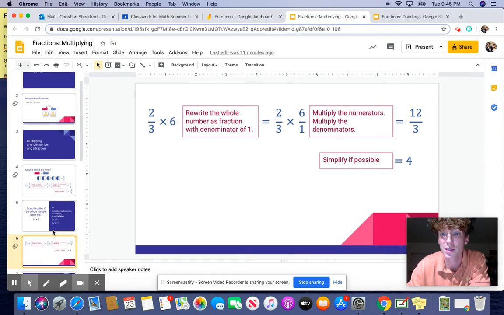So right here, it's saying the same thing again. We have a fraction times a whole number. If you want to multiply fractions, you have to have fractions. This is not a fraction. So it says we rewrite the whole number as a fraction with a denominator of 1. So we put a 1 underneath it. Now we have fractions to work with. So now we multiply across. 2 times 6 and we get 12. 3 times 1 and we get 3. 12 over 3 can reduce to 4. How? Well, 3 goes into 12 4 times.